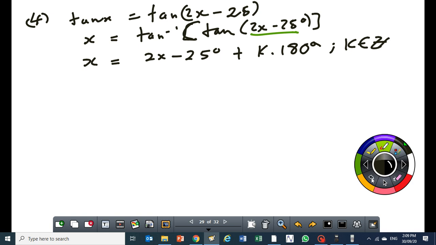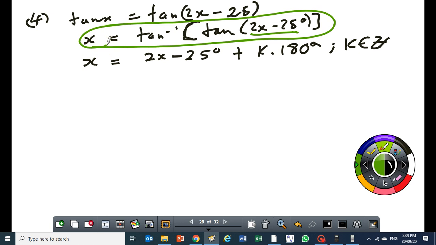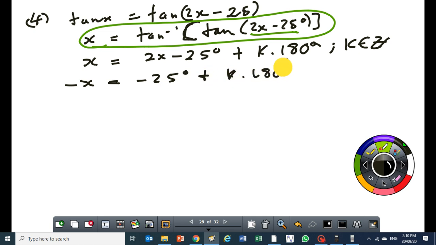degrees. And this part here, from my experience over the years, confuses learners: how you move from the original trig equation to this step. The textbook doesn't show that. Alright, let's carry on. Then you take the 2x to the left, you get minus x equal to minus 25 degrees plus k times 180, where k is an element of integers.